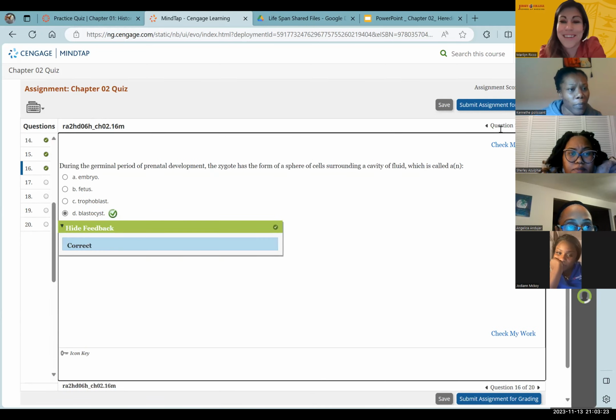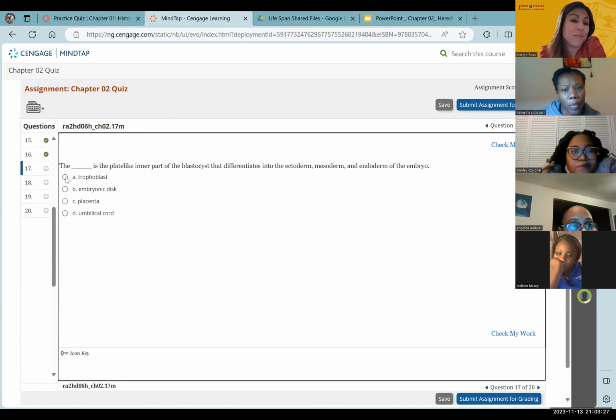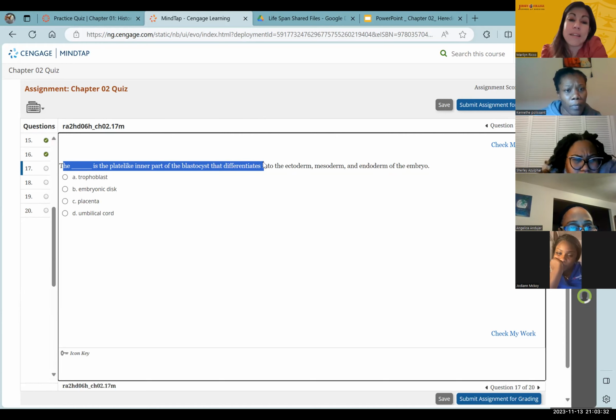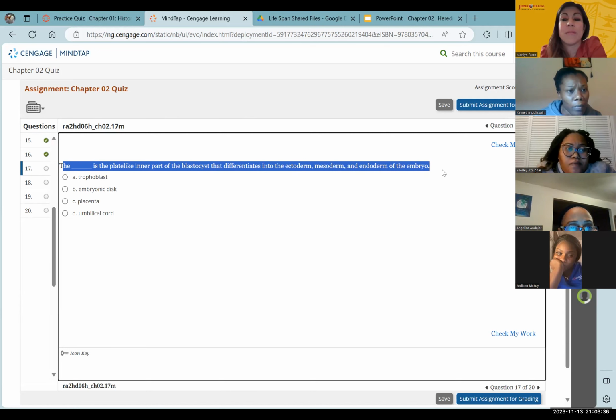It is blastocyst, right? So, you know, that's another thing, narrowing them down. The blank is the plate-like inner part of the blastocyst that differentiates into the ectoderm, mesoderm, and endoderm of the embryo.